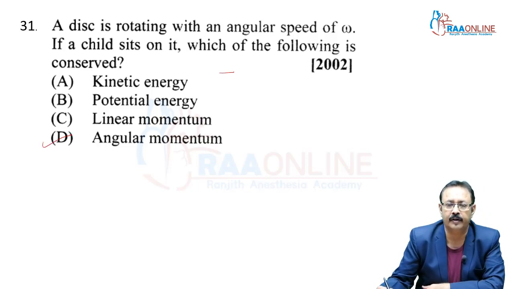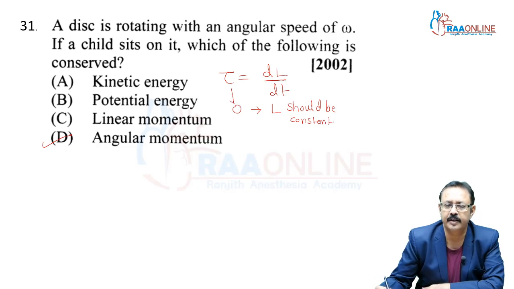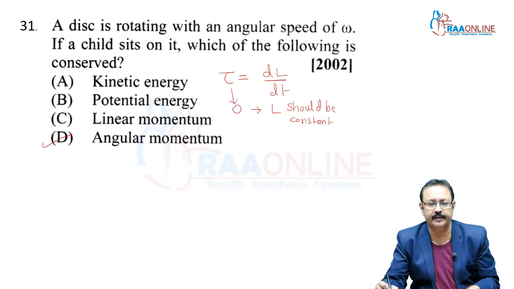Because we have a formula: what is torque? Torque is dL by dt. If torque is 0, this leads to this result: L should be constant.